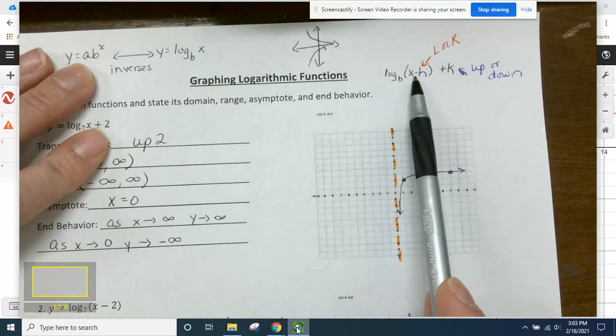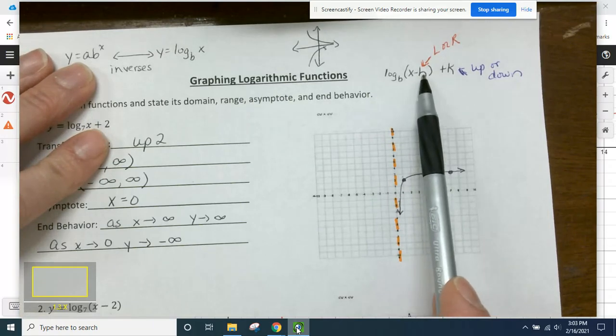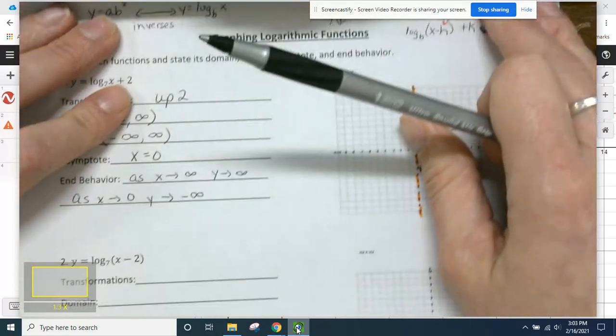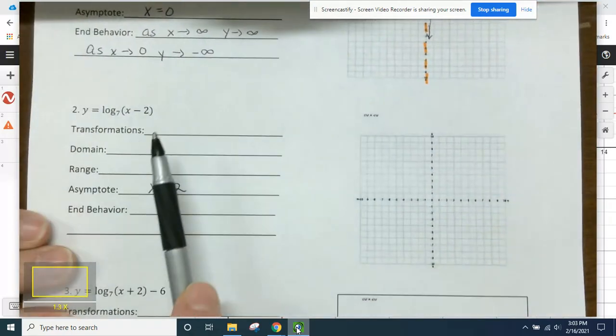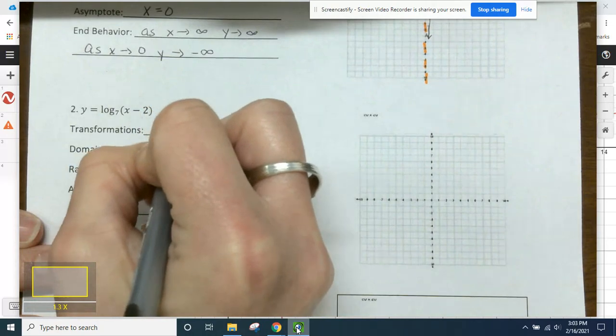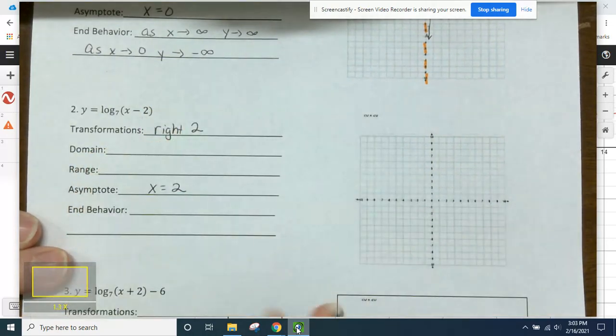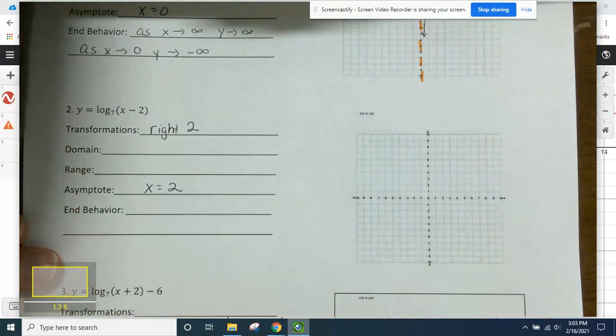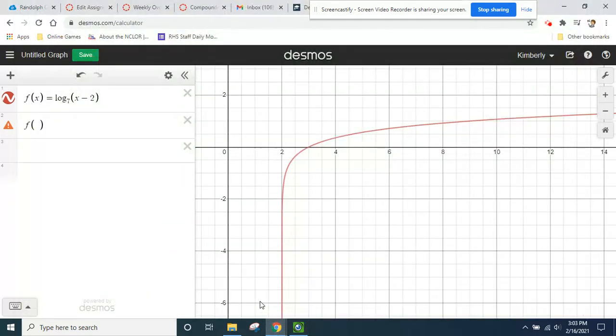If it's minus, it moves it right. If it's plus, it moves it left. So inside of here, I have a minus, so that means this is going to be going right 2 as my transformation. All right, let's go over here and see if we can get some points to graph.